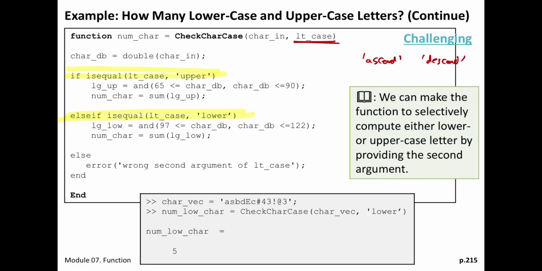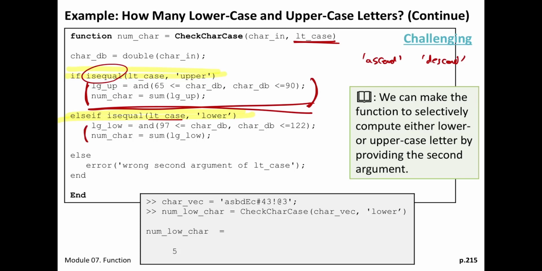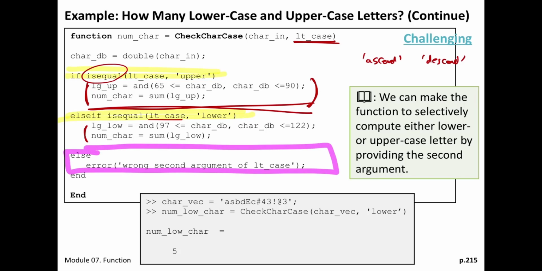Okay, if LT case is equal to upper, this text is the same as upper, you need to run this script, which is counting the numbers of the uppercase. But if LT case is lower, we can count the numbers of the lowercase alphabet. And also we need to design this else, which means sometimes the user puts the wrong second argument. Then you need to print out this message, wrong second argument LT case, and then stop the execution of your code. Okay? Can you understand this logic?